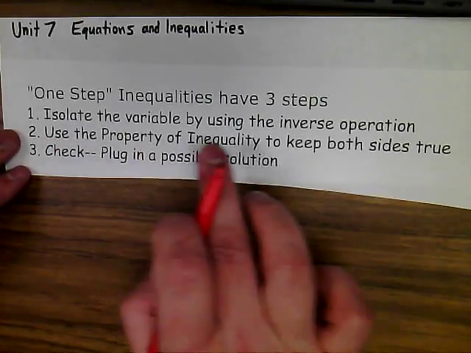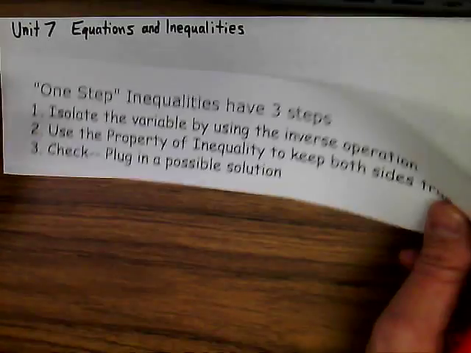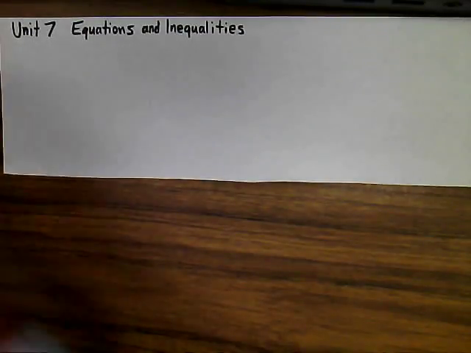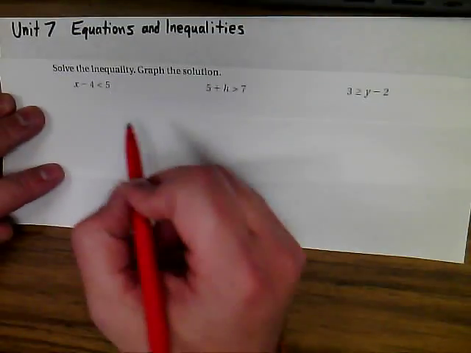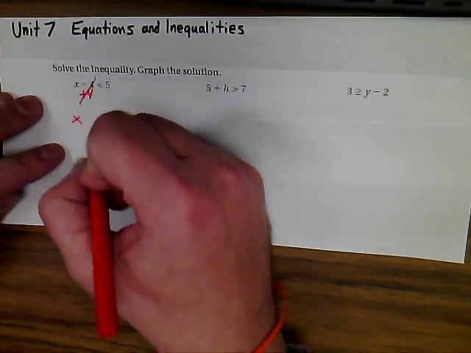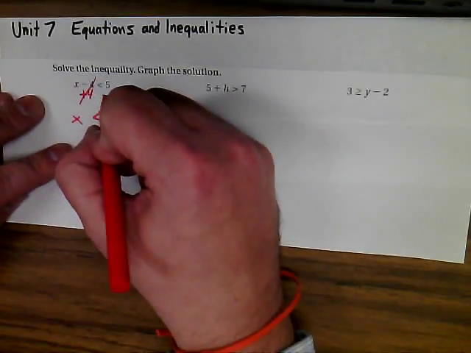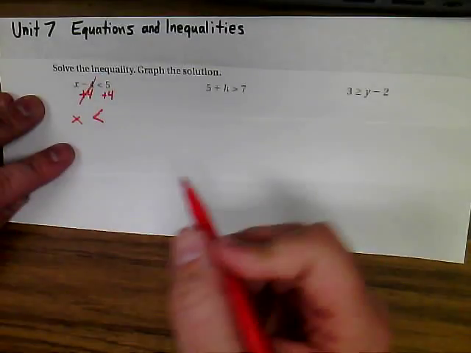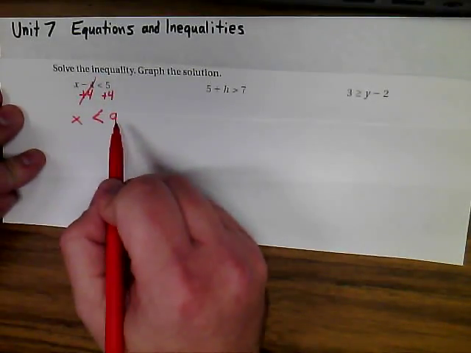You're going to use the property of inequality to keep both sides true, and then you're going to check, plug in a possible solution. So in this situation here, I've got 3 inequalities. X minus 4 is greater than 5. We're going to use the same strategy. We're going to do the inverse operation, leaving us with X, but instead of bringing down an equal sign, we'll bring down the inequality. Then we're going to add 4 here because we're going to use the property of inequality, and that tells us X is less than 9.